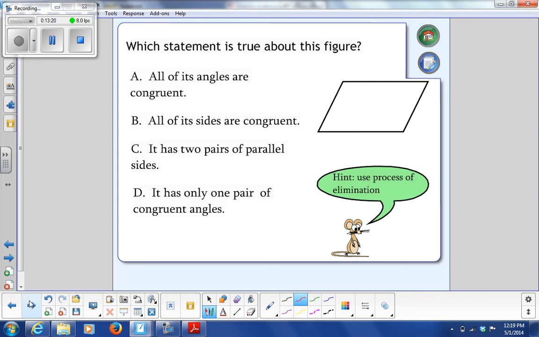It has two pairs of parallel sides. Yes, both sides are parallel. And D, it has only one pair of congruent angles. That I don't know. Without knowing the angles, I can just guess based on how it looks. And it looks to me like it's a rhombus, which means it's got two pairs of parallel sides. I don't know anything about its angles. I don't know about the size of its sides. So I have to go with what I know and what I can see.